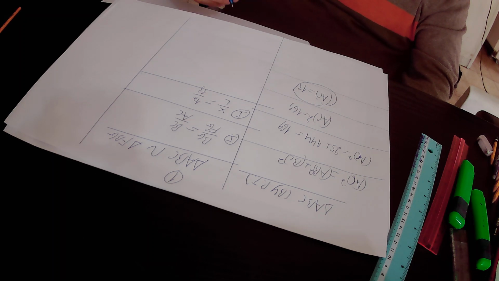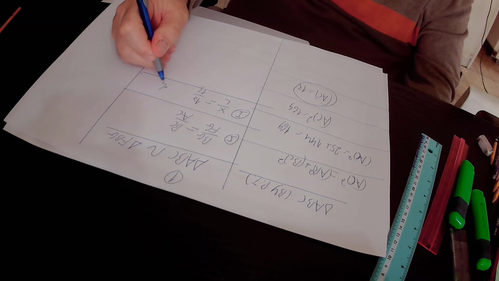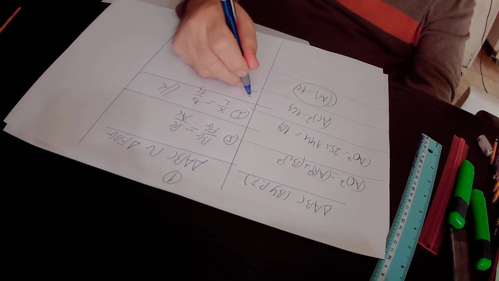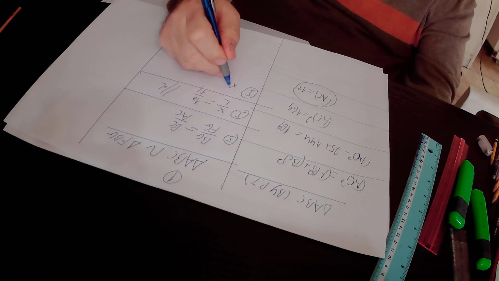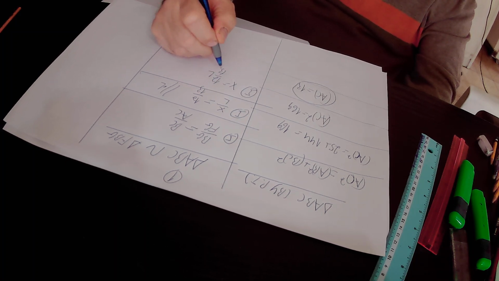Here we will multiply this equation 1 by L, and we get that according to equation 1, X equals 12 over 13 times L.